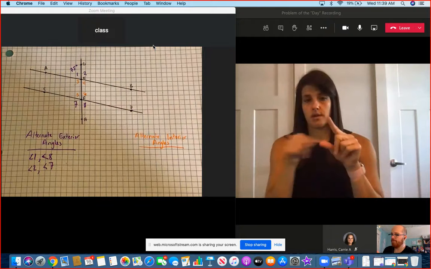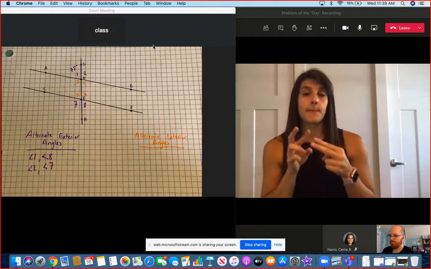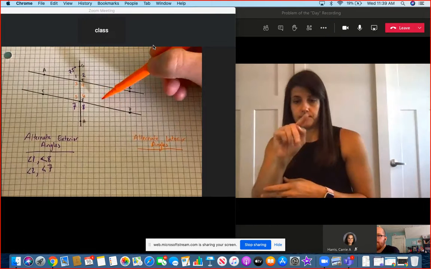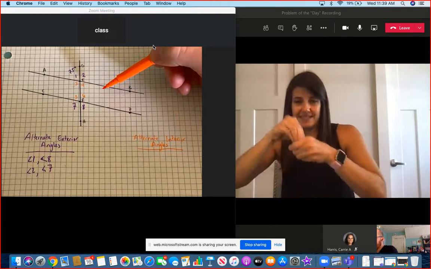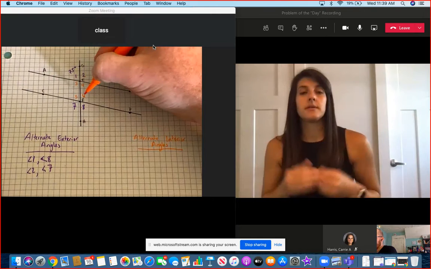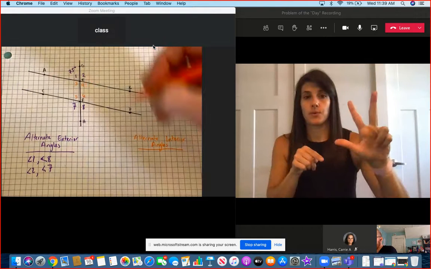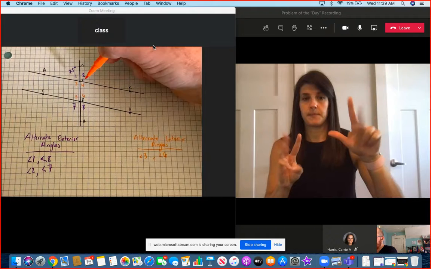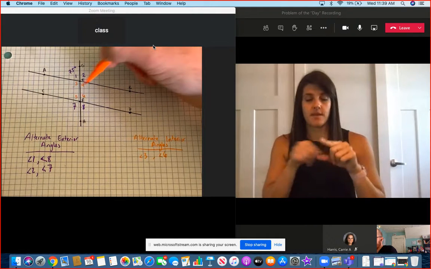Our pairs for interior angles, inside the parallel lines, are 3 and 6, angle 3, angle 6, and angle 4 and 5.